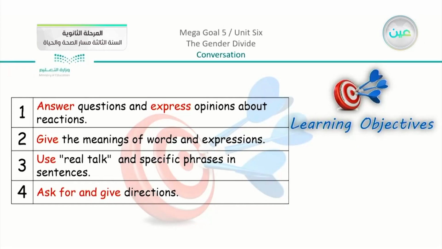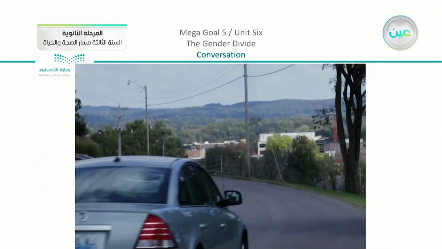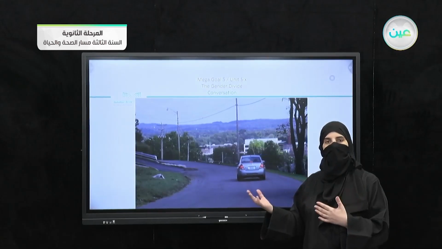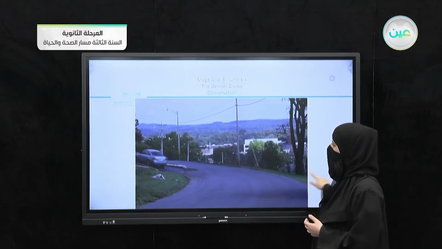Our objectives are going to be to answer questions and express opinions about reactions, give the meanings of words and expressions, use real talk and specific phrases in sentences, and ask for and give directions. So since we are talking about different reactions, we need to know, or just to be introduced to, our characters who are going to be in the conversation.